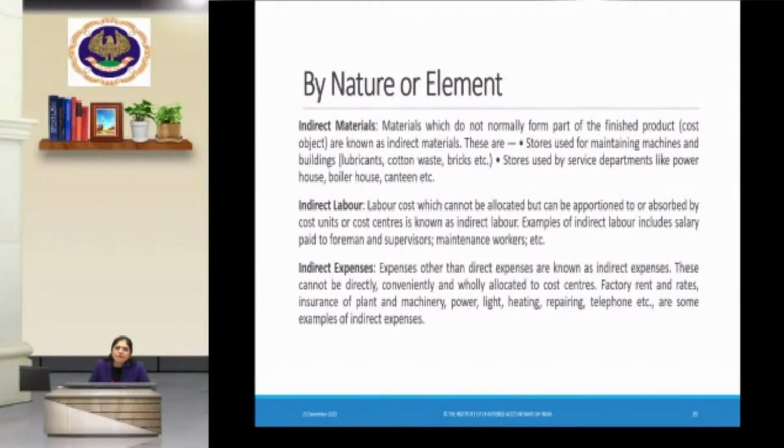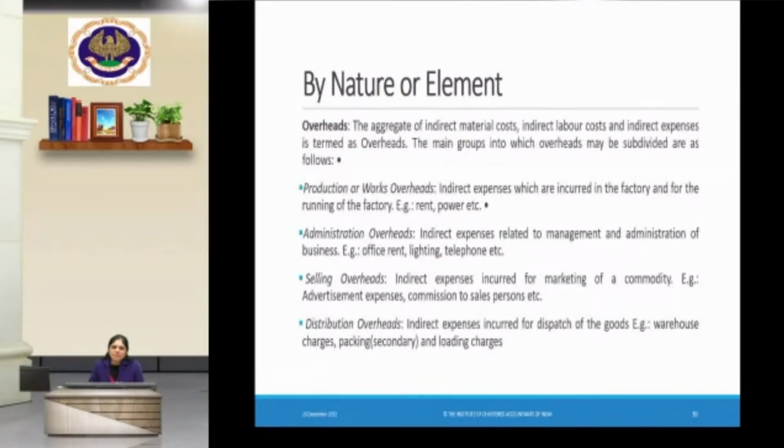So indirect material, indirect labor, and indirect expenses are called overheads. All right. I'm repeating. Direct material, direct labor, direct expenses, something which can be visible on the product, are called direct cost. Indirect material, indirect labor, indirect expenses, which are not directly visible on the product, but are incurred for the production only, are called overheads or indirect cost. Moving further. So I just said the aggregate of indirect material, indirect labor, and indirect expenses are termed as overheads.